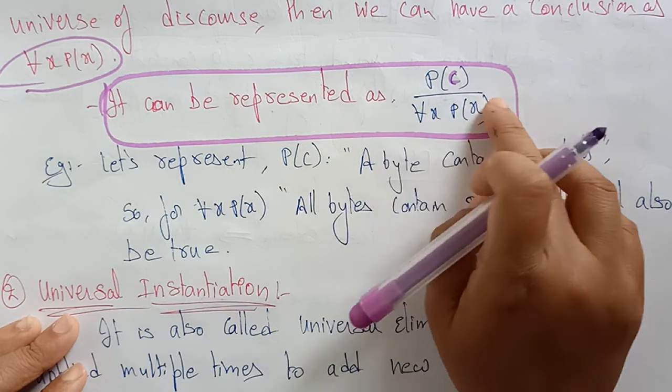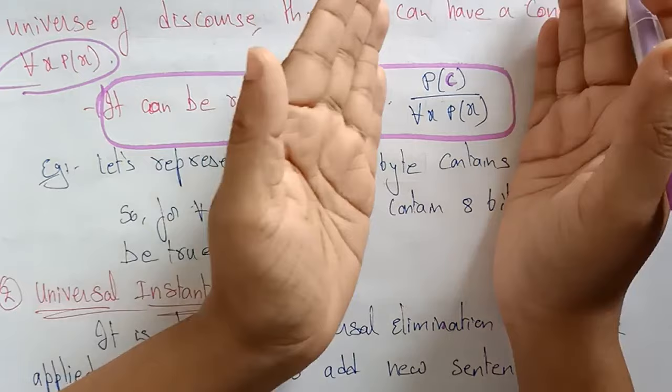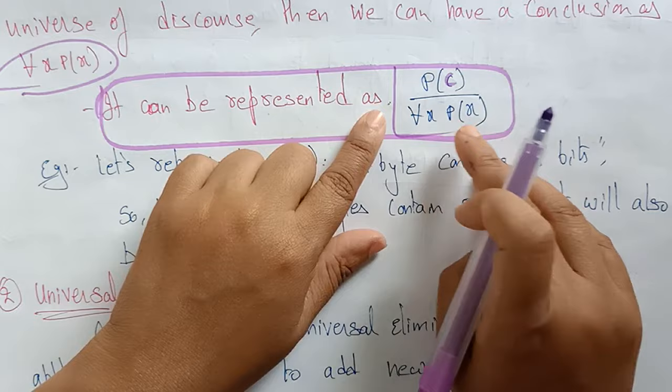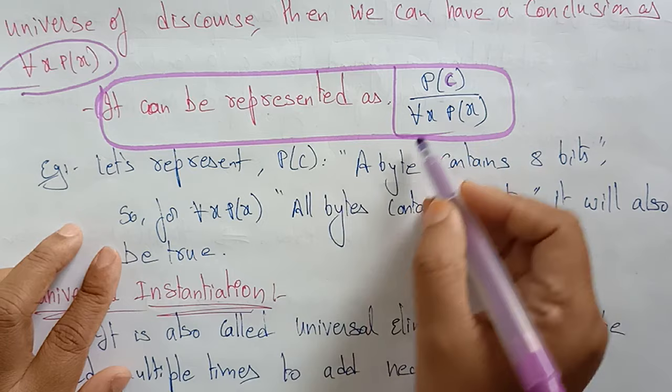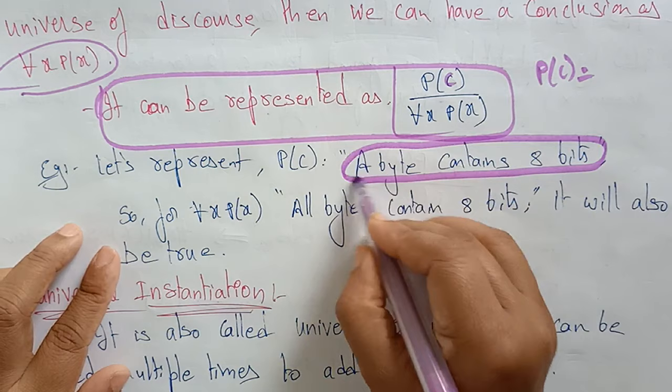I'll explain with an example. Don't get confused, but you have to remember that the universal generalization can be represented like this: P of c, therefore for all x P of x. So, let's represent P of c. Let me take a statement: I'm taking a statement like a byte contains 8 bits. A byte contains 8 bits.